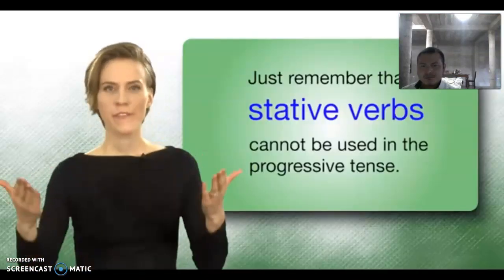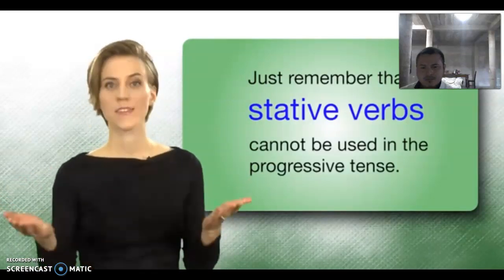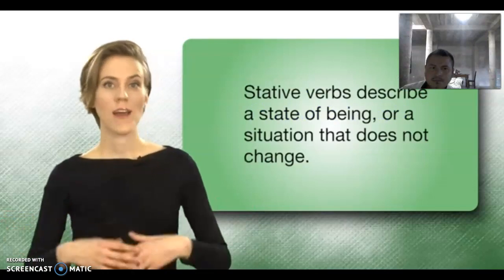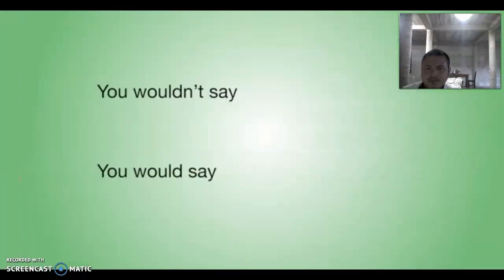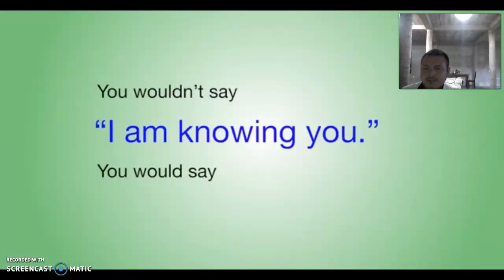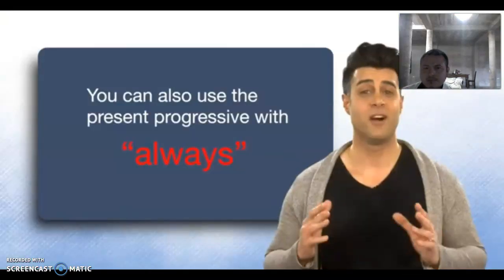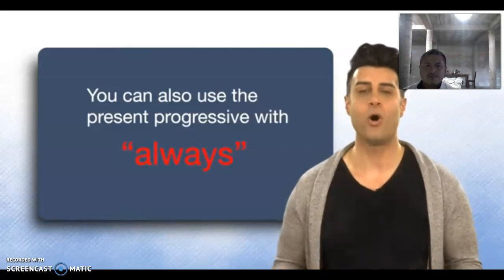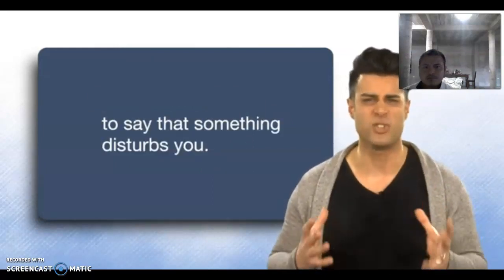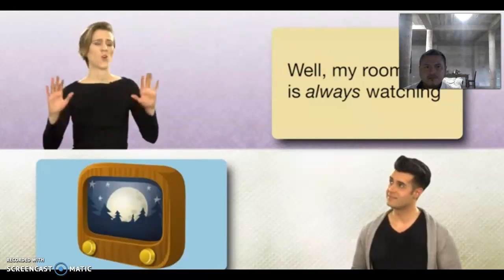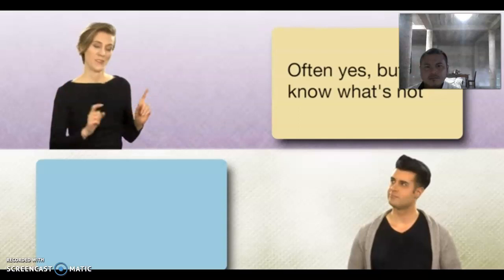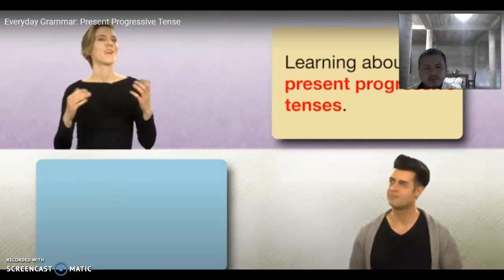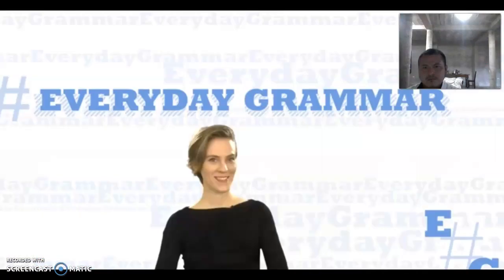Just remember that stative verbs cannot be used in the progressive tense. Stative verbs describe a state of being or situation that does not change. You wouldn't say, I am knowing you. You would say, I know you. You can also use the present progressive with always to say that something disturbs you. Well, my roommate is always watching TV at night when I'm trying to sleep. Does that drive you crazy? Often, yes, but you know what's not driving me crazy? Learning about present progressive tenses.